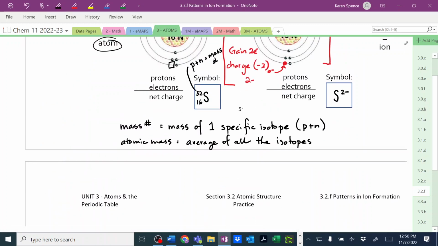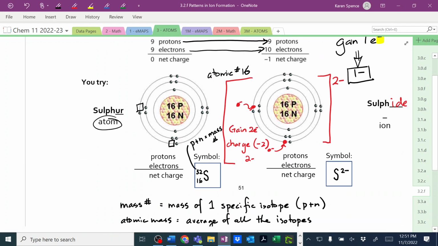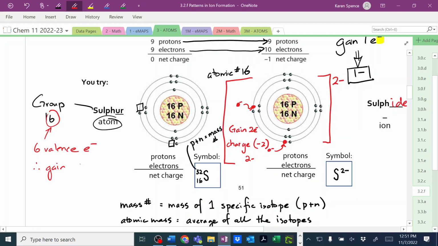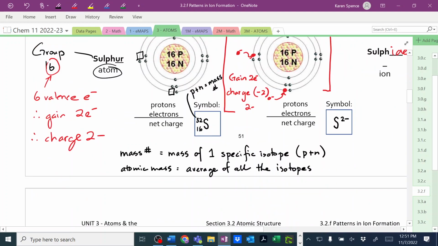Let's go back and look at sulfur. What group is sulfur in? Sulfur is group 16. How many valence electrons? 6 valence electrons. Therefore, it will gain how many? 2 electrons. Therefore, the charge is 2 minus. And what can you say about all group 16 ions?